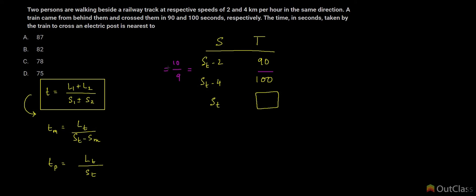And so the easy way of doing this is to rewrite 10/9 in a way that the numerator and denominator differ by 2. Once you do that, you can say that 20 is st minus 2 and 18 is st minus 4. If you look at it, it would make a lot of sense. Now that means st minus 2 is 20, st minus 4 is 18, and st is 22.